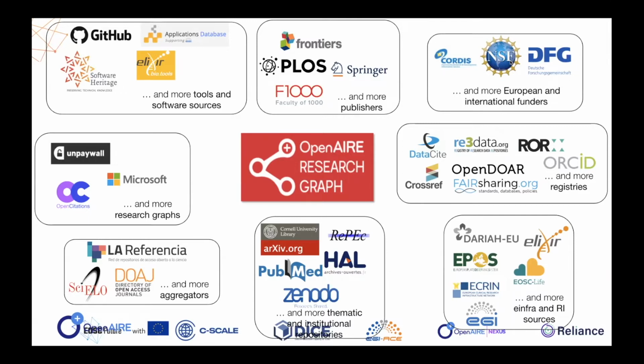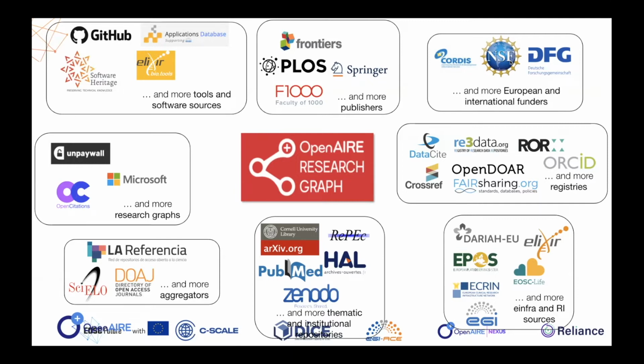Registries here are intended as those services that not only provide metadata, but also mint the identifiers. So they maintain the identity of the entities. It's the place where you want to go when you want authoritative information about an entity, like ORCID, re3data, OpenDOAR, FAIRsharing, which are related to data sources.